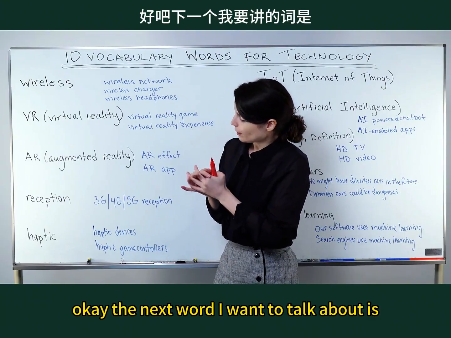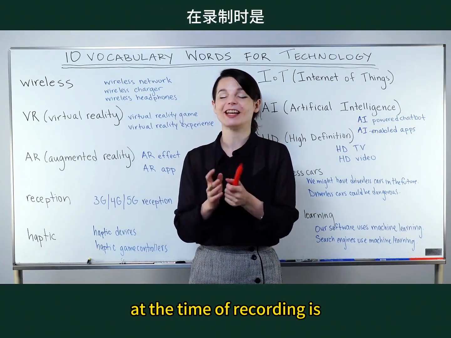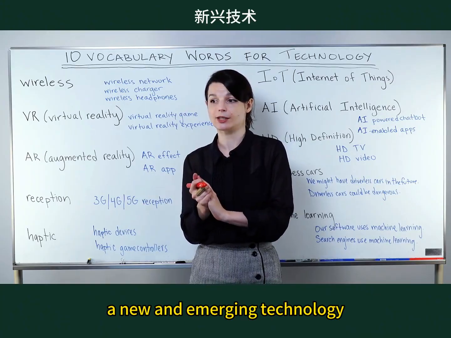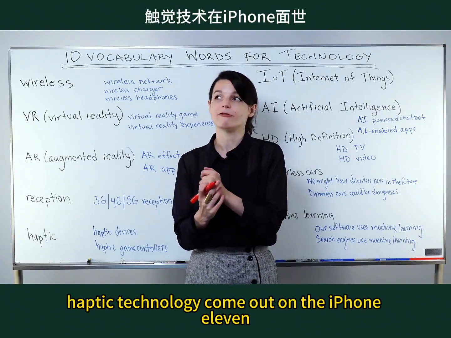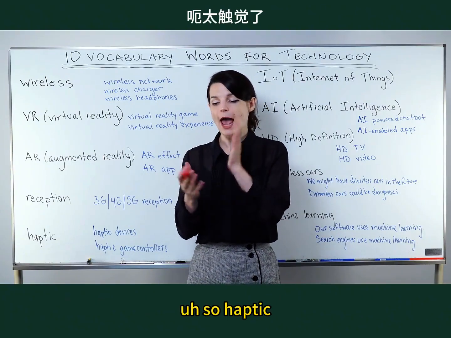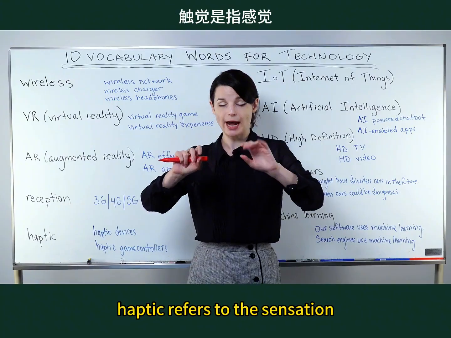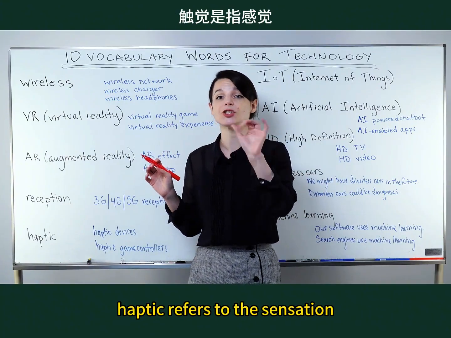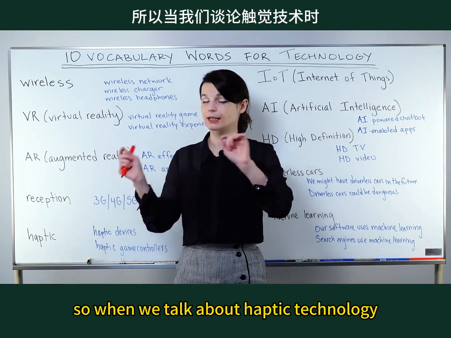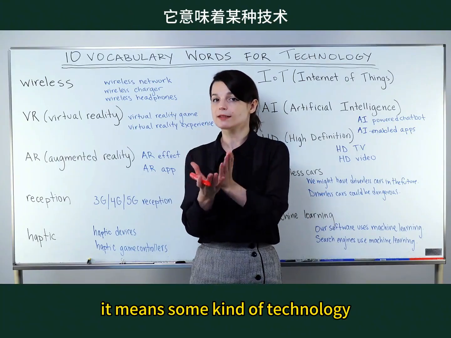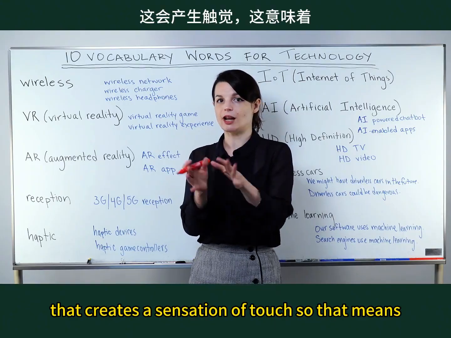Okay, the next word I want to talk about is haptic. Haptic. This, at the time of recording, is a new and emerging technology. We're seeing this haptic technology come out on the iPhone 11. So haptic is anything relating to touch. Haptic refers to the sensation of touching something. So when we talk about haptic technology, it means some kind of technology that creates a sensation of touch.